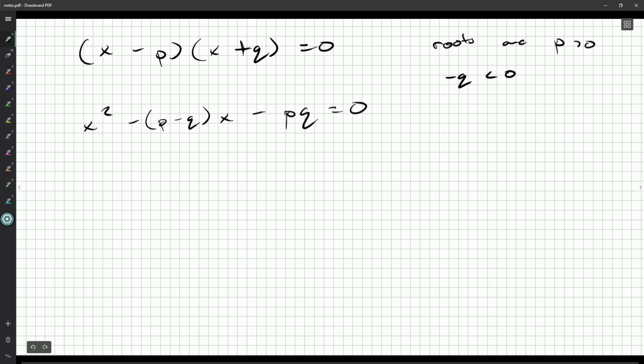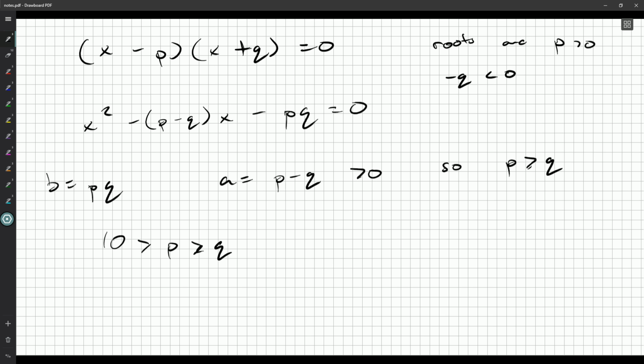All right, there we go. So b is pq, a is p minus q, which is positive. So p is greater than q in terms of positive values, but p is also not bigger than 10. Okay. Now, we've got a handle on the sort of root situation, I guess. P and q are both positive. Minus q is one of the roots, not q.